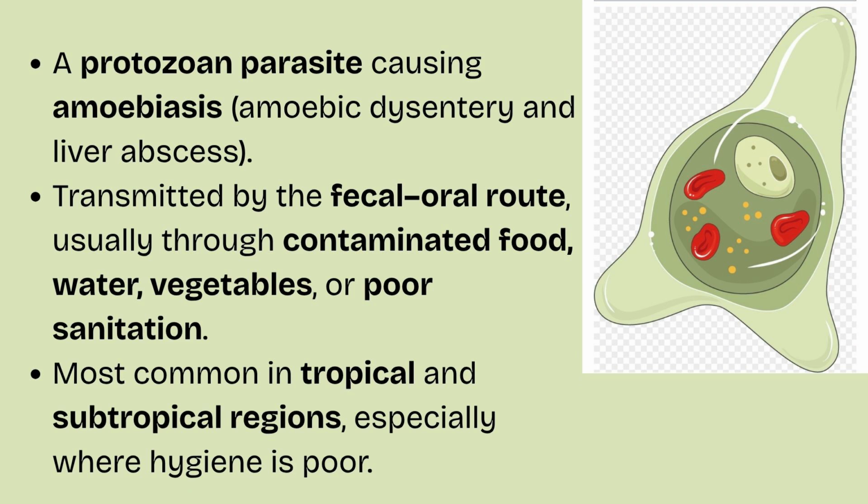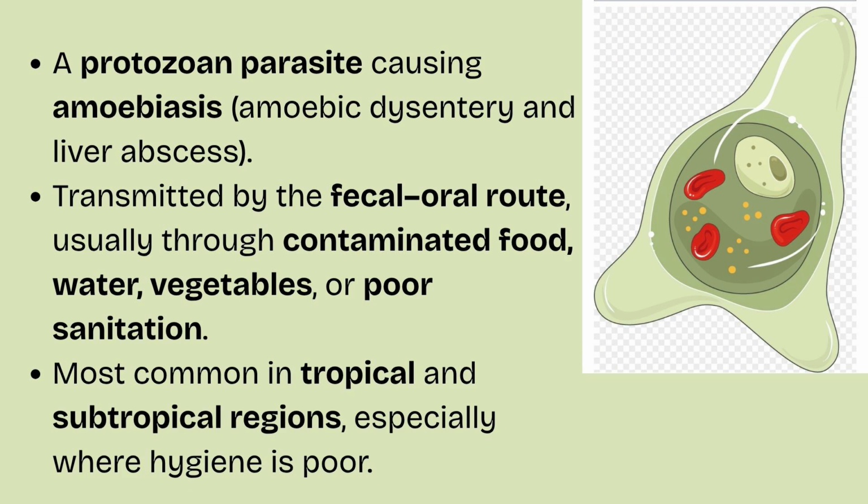It is transmitted through the fecal-oral route, meaning infection occurs when a person consumes food or water contaminated with the cyst of the parasite. These cysts enter the body through unhygienic practices such as eating unwashed vegetables, drinking unsafe water, or due to poor sanitation facilities. Amoebiasis is most common in tropical and subtropical regions where overcrowding and improper waste disposal allow the parasite to spread easily.